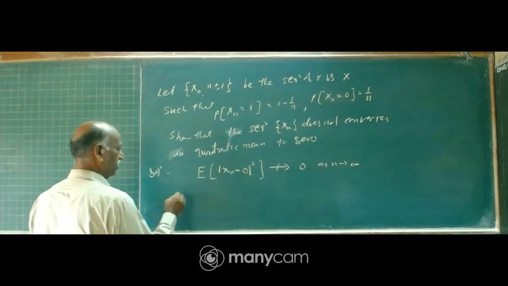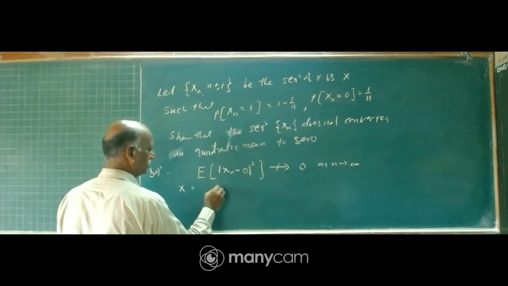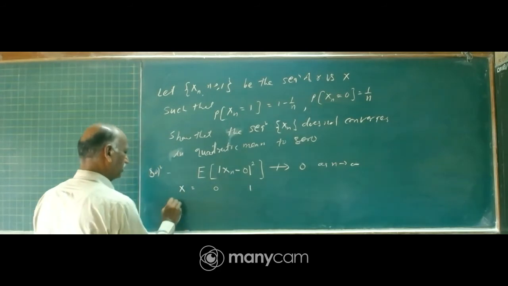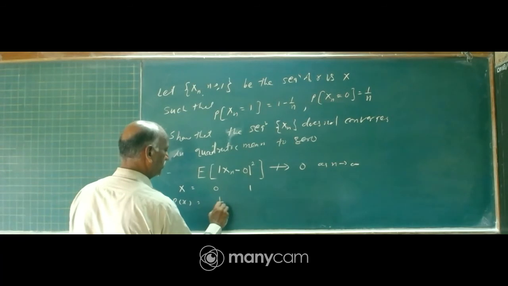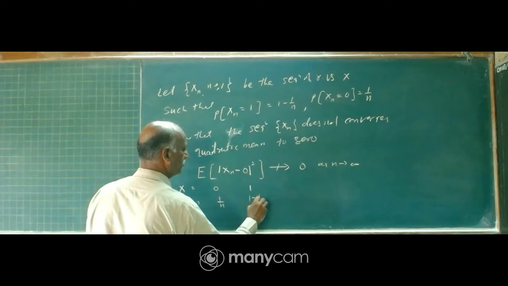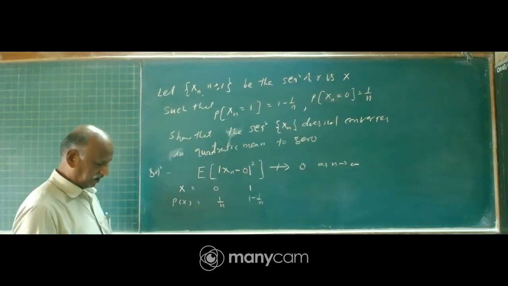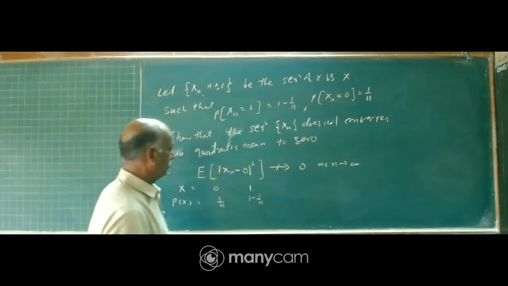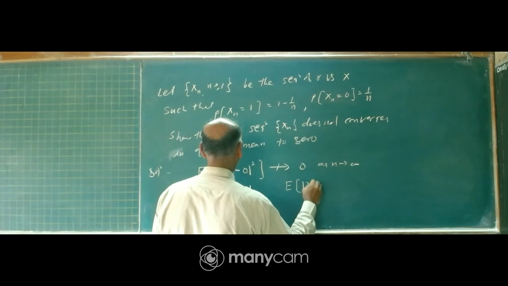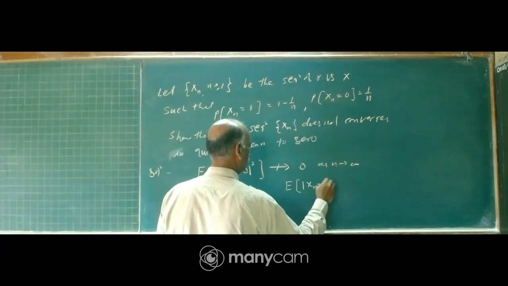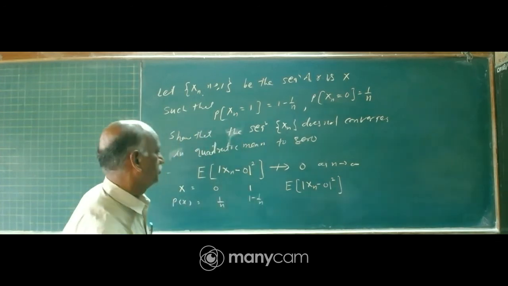So we have to take the expectation. We have X equal to 0 and X equal to 1. The probability of 0 is 1 by n and the probability of 1 is 1 minus 1 by n. Now consider the expected value of modulus of Xn minus 0 raised to 2.